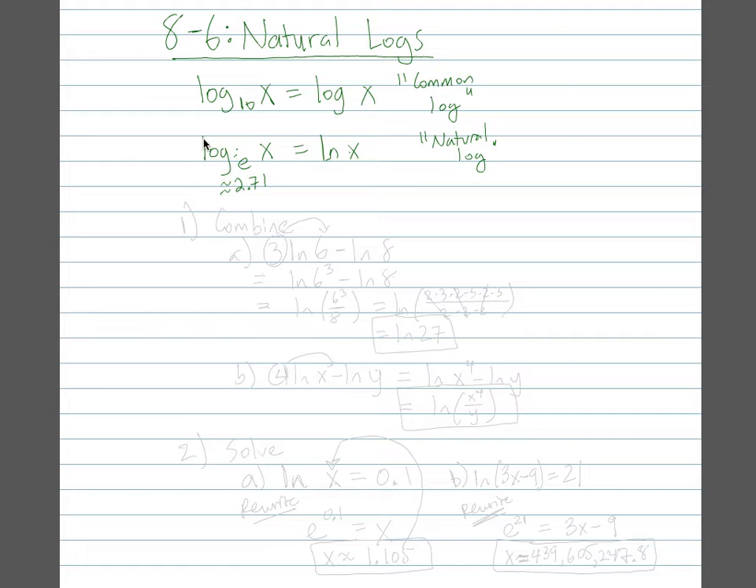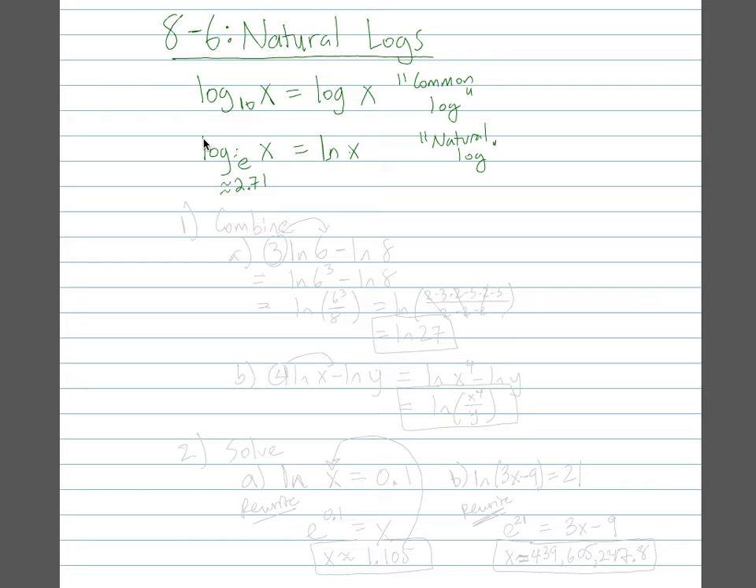Wait, is the n the base? This is the base, e. So the n isn't a little... No, it's just ln. It just means log base e. Yeah, ln x just means log base e. It's not the base. Okay, let's go ahead and try a few problems.